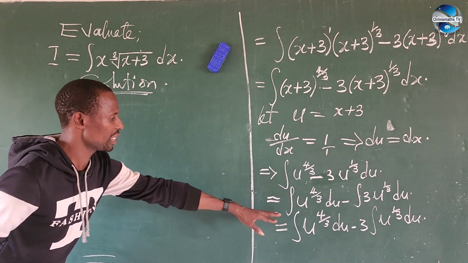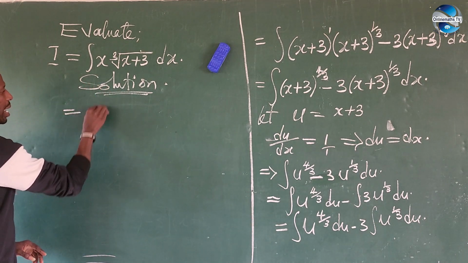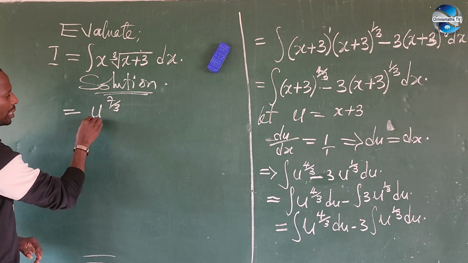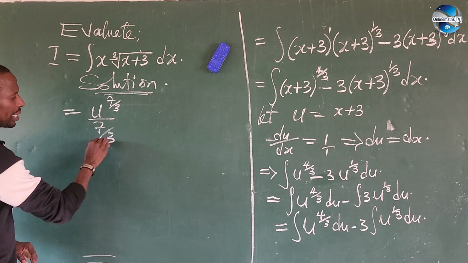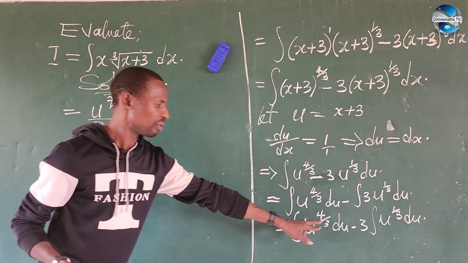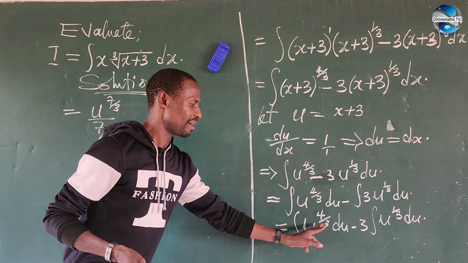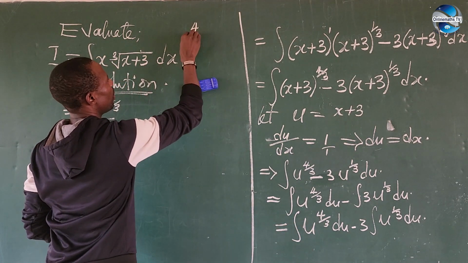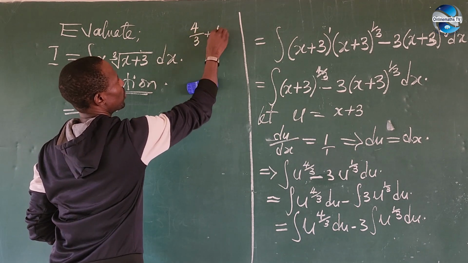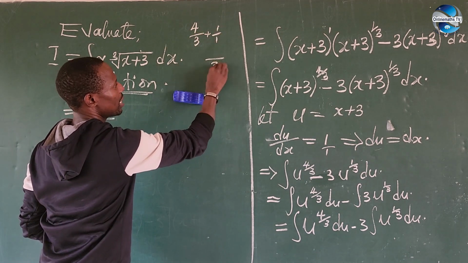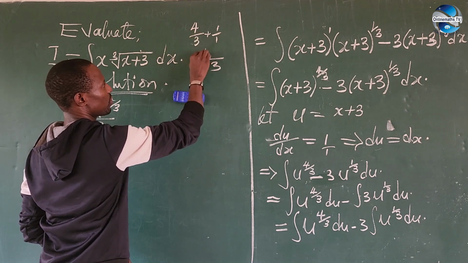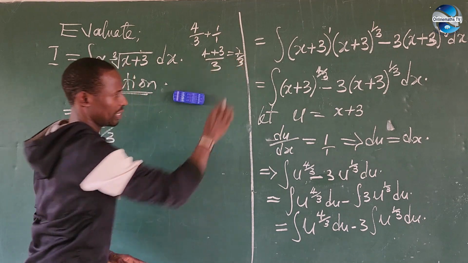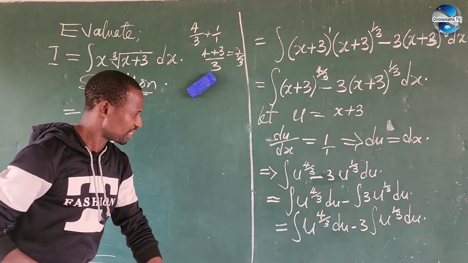So if we integrate, this will give us here 3 all over 7 u to the power of 7 all over 3. I want to believe you know how we arrive from this 4 over 3 to this. Okay, if you are confused, this is what we did here. 4 all over 3 plus 1 all over 1. So if the LCM is 3, then this will give us 4, and this will give us 3, which is equal to 7 all over 3. Easy? Okay.